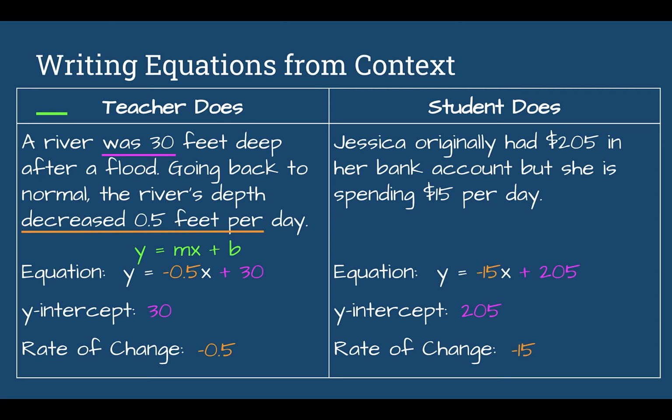Here are your answers for your equation. So our y-intercept was 205. That's our start value. Rate of change, it went down 15 because she's spending. So our equation, y equals negative 15x plus 205.